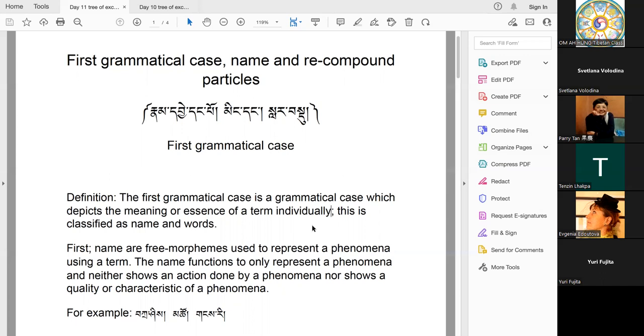That these terms that I've said, for example, if I say pumba, it only means pumba and nothing else. So therefore, this is the ability of the first grammatical case, that it is able to show the meaning or essence of a term individually.